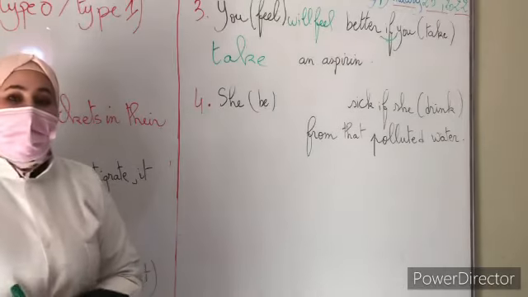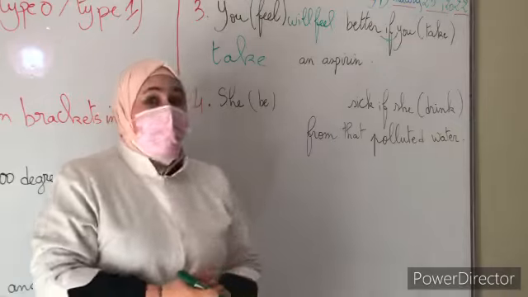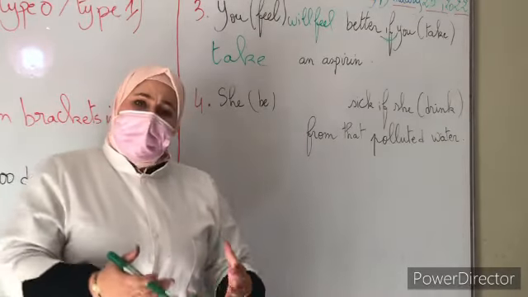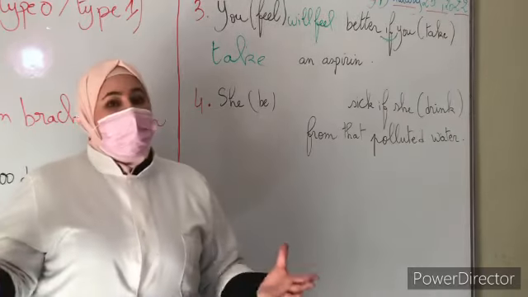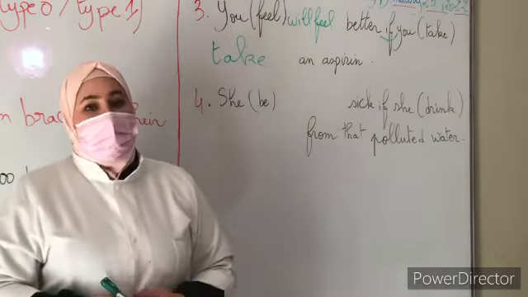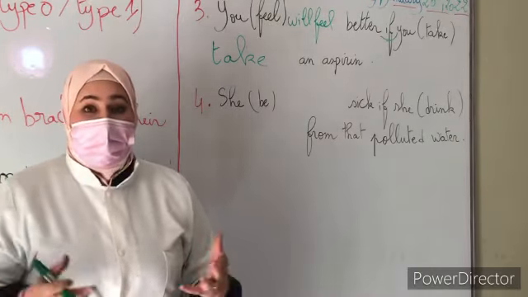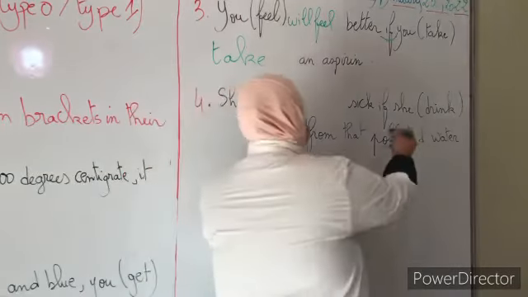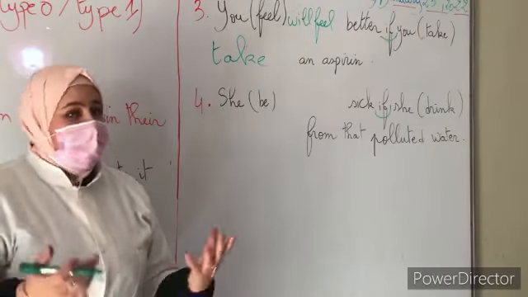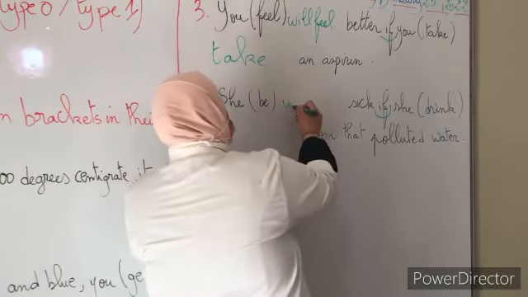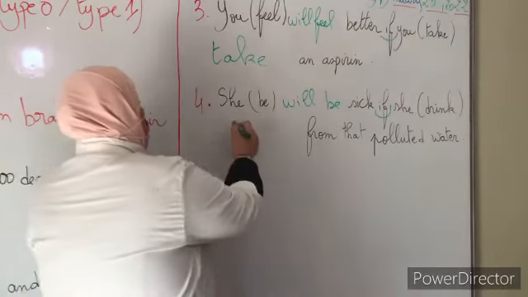Okay, we move to the last example. So, she be sick if she drink from that polluted water. Are you sure that when she drinks from that polluted water, she's going to be sick at 100%? Of course, we cannot be sure about this, which makes it conditional type 1. The result is always in the future. So, as in the third example, if is in the middle of the sentence, that means we should start with the future simple. She will be sick if she, of course, drinks from that polluted water.